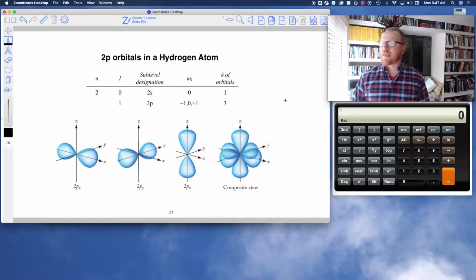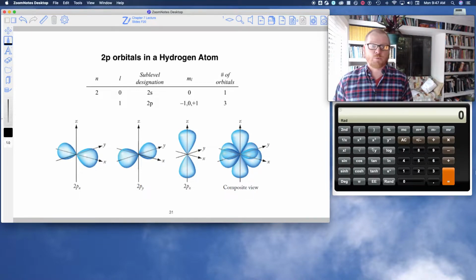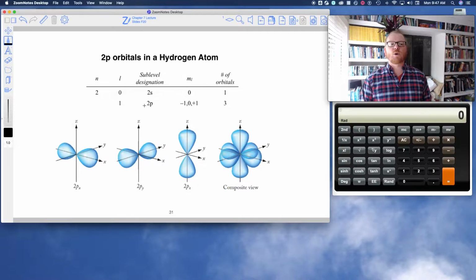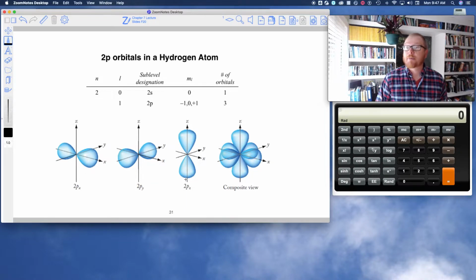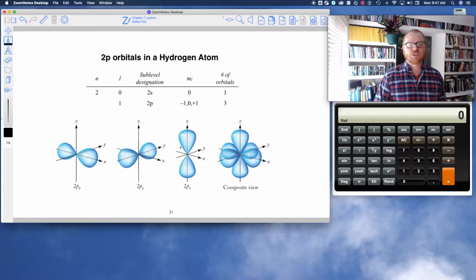On to the p orbitals. When n is equal to 2, we can have 2s, which we just described. We talked about 1s, 2s, and 3s. But when L is equal to 1, we can have 2p. I made note that because there's 3 ml numbers, that gives us 3 orbitals. So thus we get 3 p orbitals, and here they are, 2px, 2py, and 2pz.